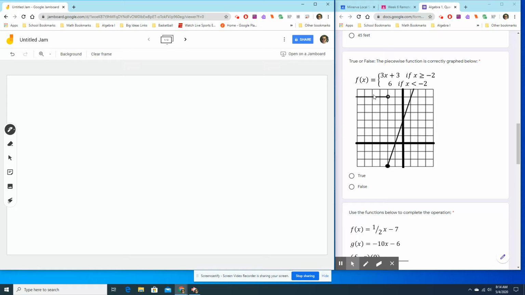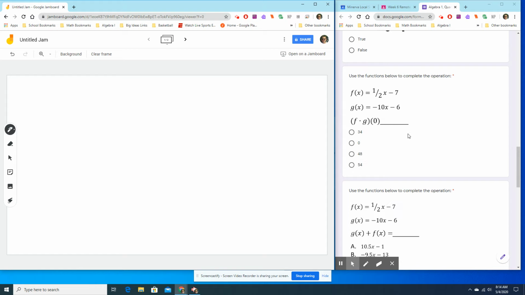So let's take a look and see if it's following those rules. Anything less than -2, so we have an open circle on -2. We're going to follow y equals 6. Yep, that's good. And then starting with -2, we are going to follow this one here, which has a slope of 3 and a y-intercept of 3, 1, 2, 3, and 1, 2, 3 over 1. Yep, so this is a true. Okay, no work really on that one. I'm going to continue on.